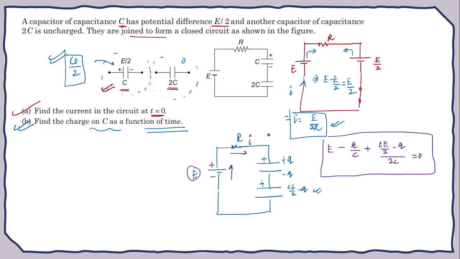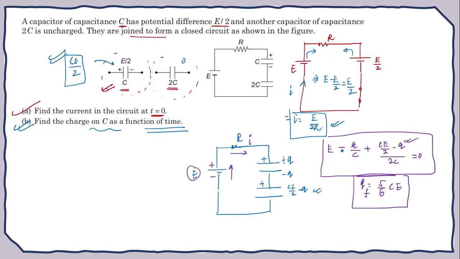So from this, what I can get is that the final charge inside the capacitor, small q, can be calculated. If I simplify this number, small q comes to be 5 by 6. Small q is equal to 5 by 6 times C into E. So this is the final charge on the capacitor C.